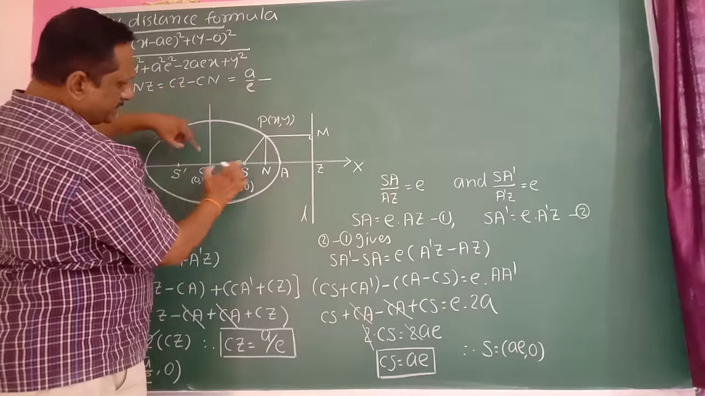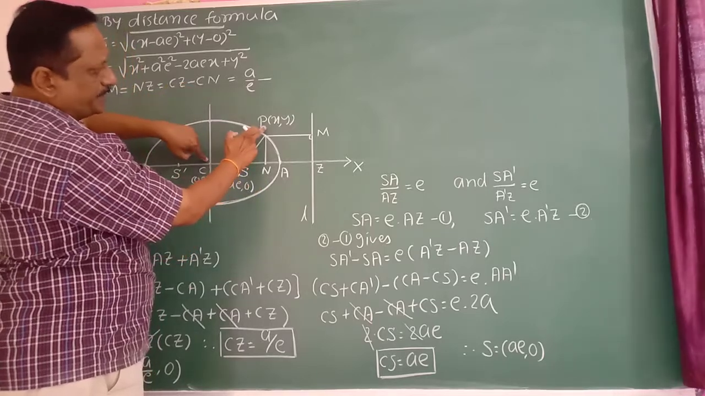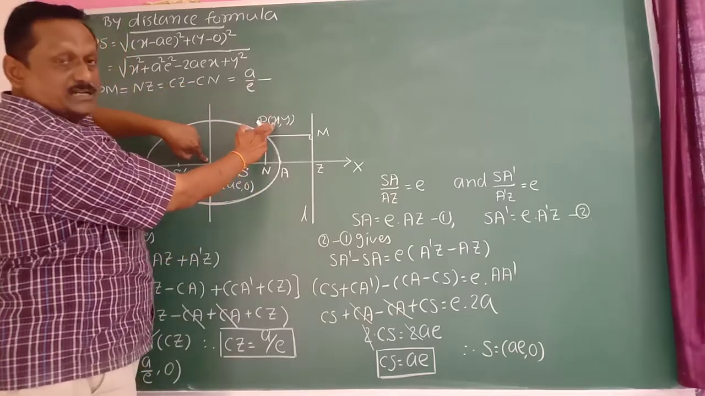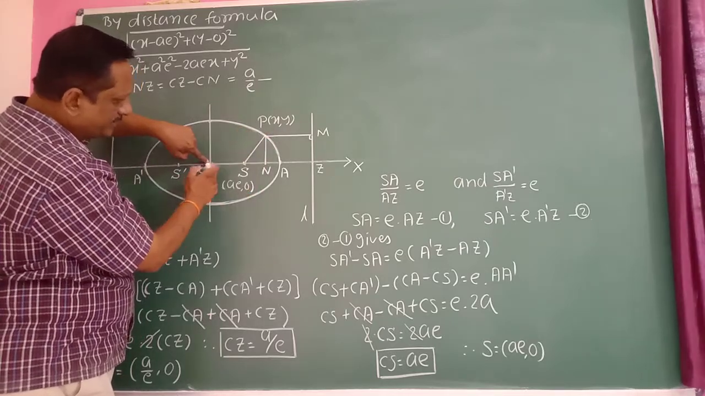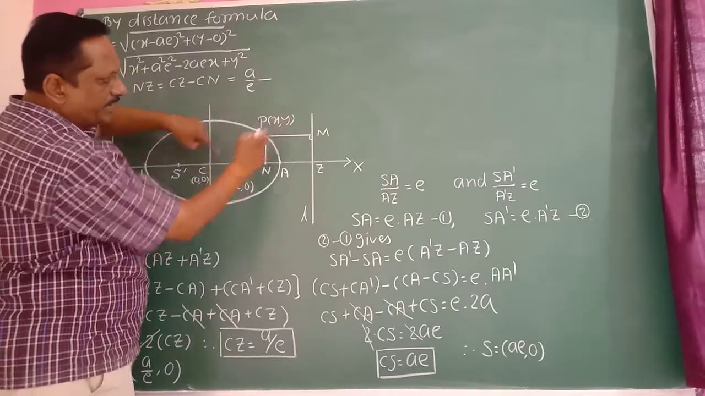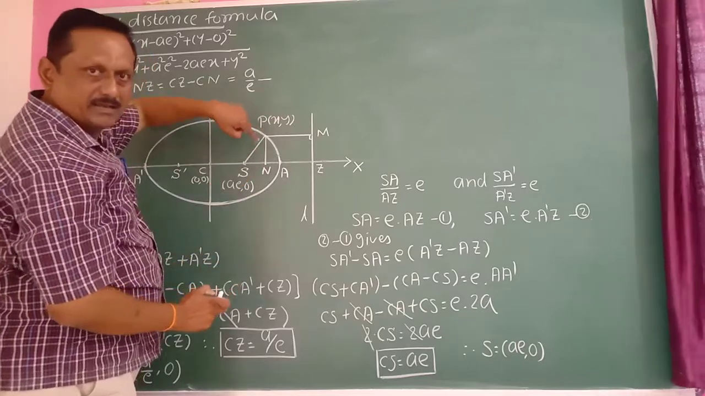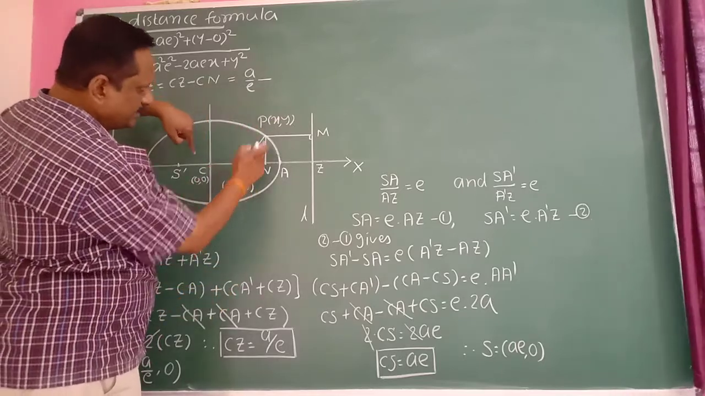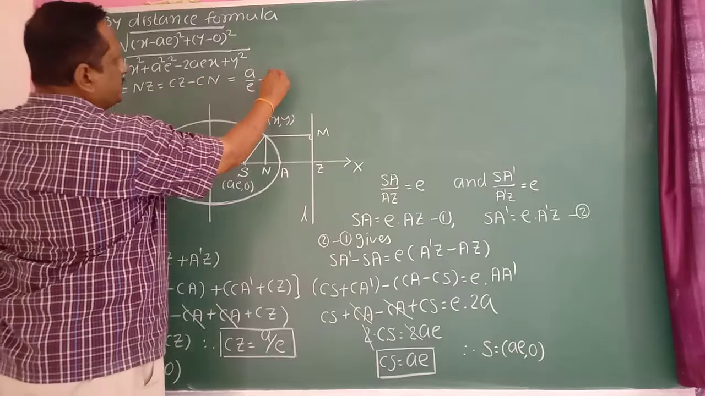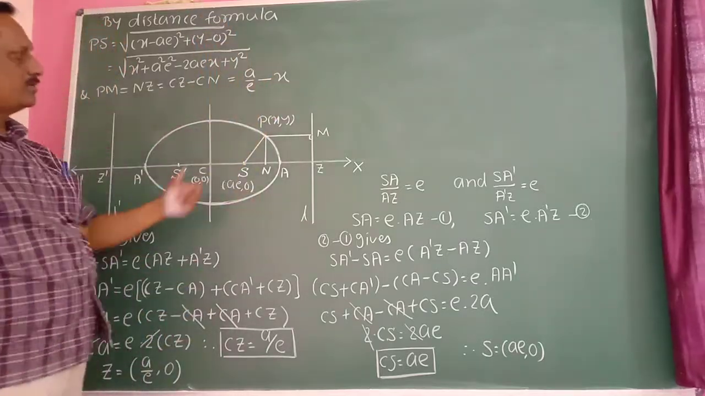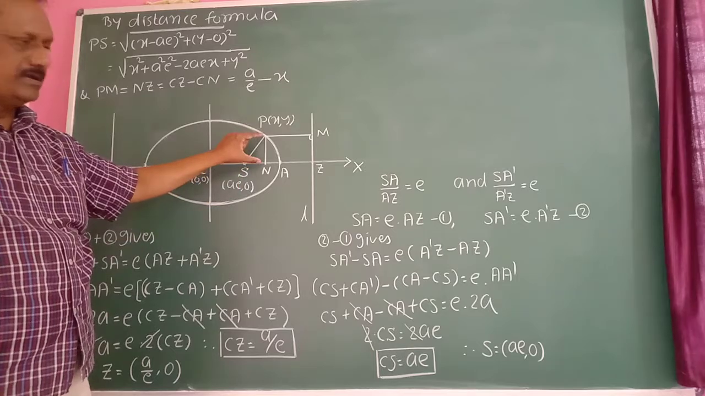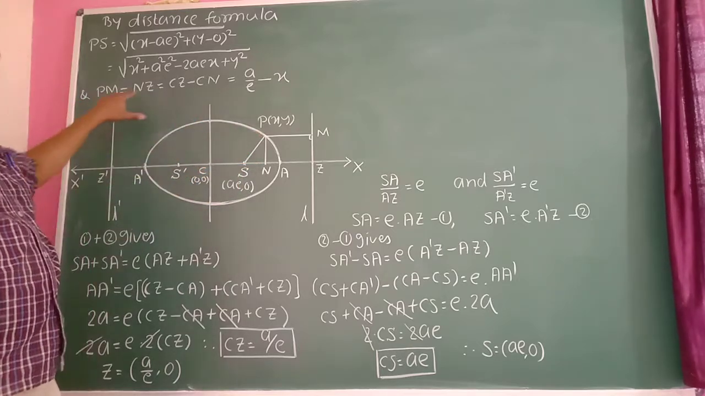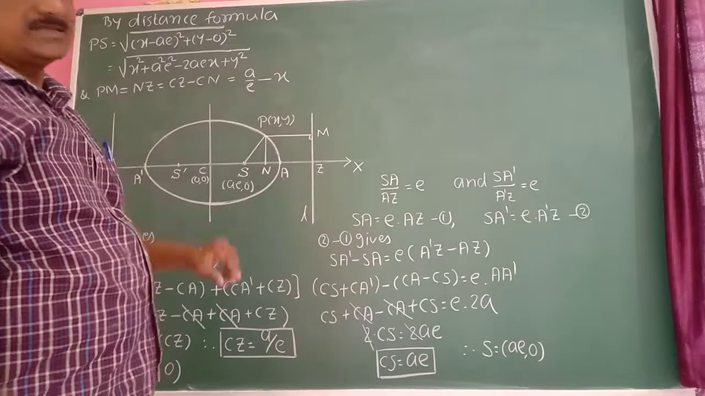So CN means this length here. Coordinate of P is (x, y), which means x denotes this distance, so CN is equal to x. And y denotes the vertical distance PN. PN is y and CN is x. So PM is equal to a upon e minus x.